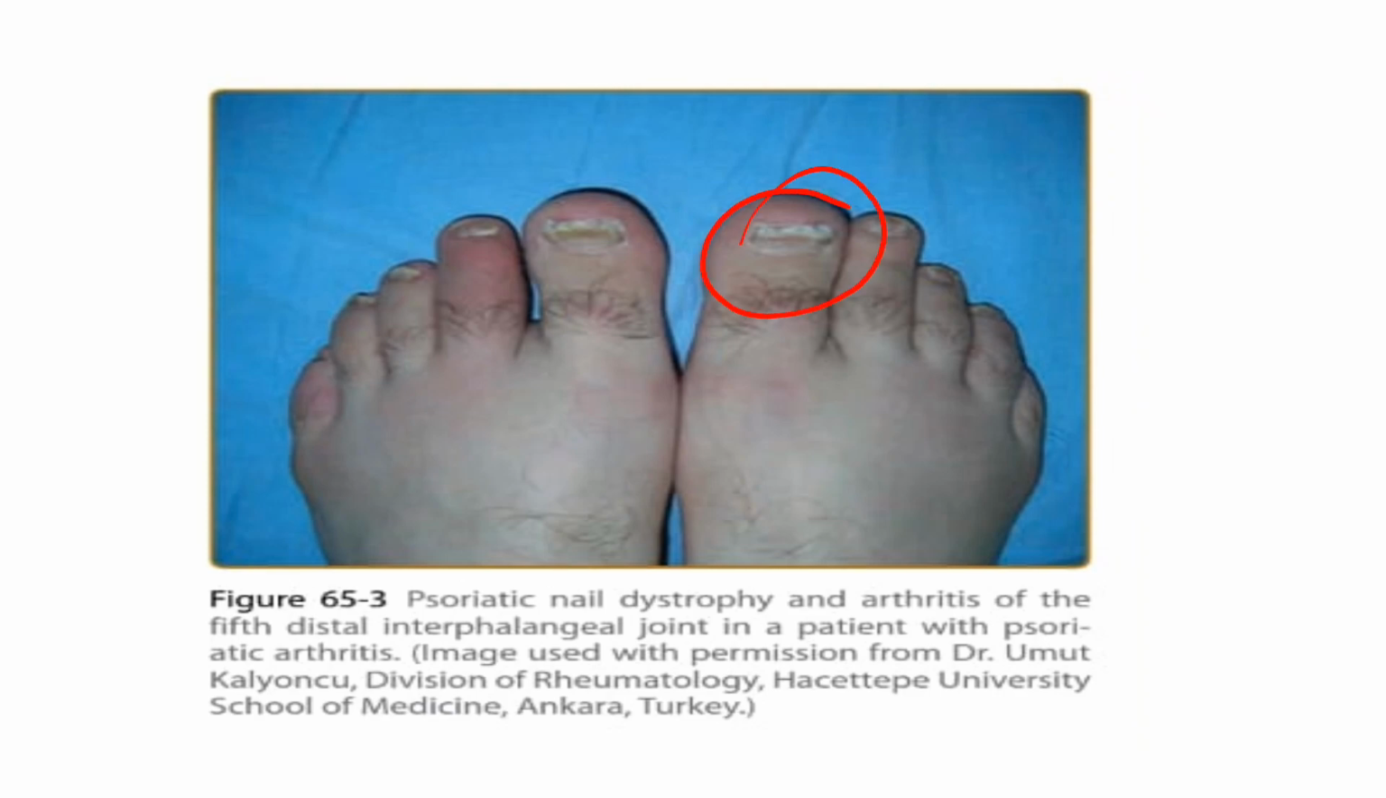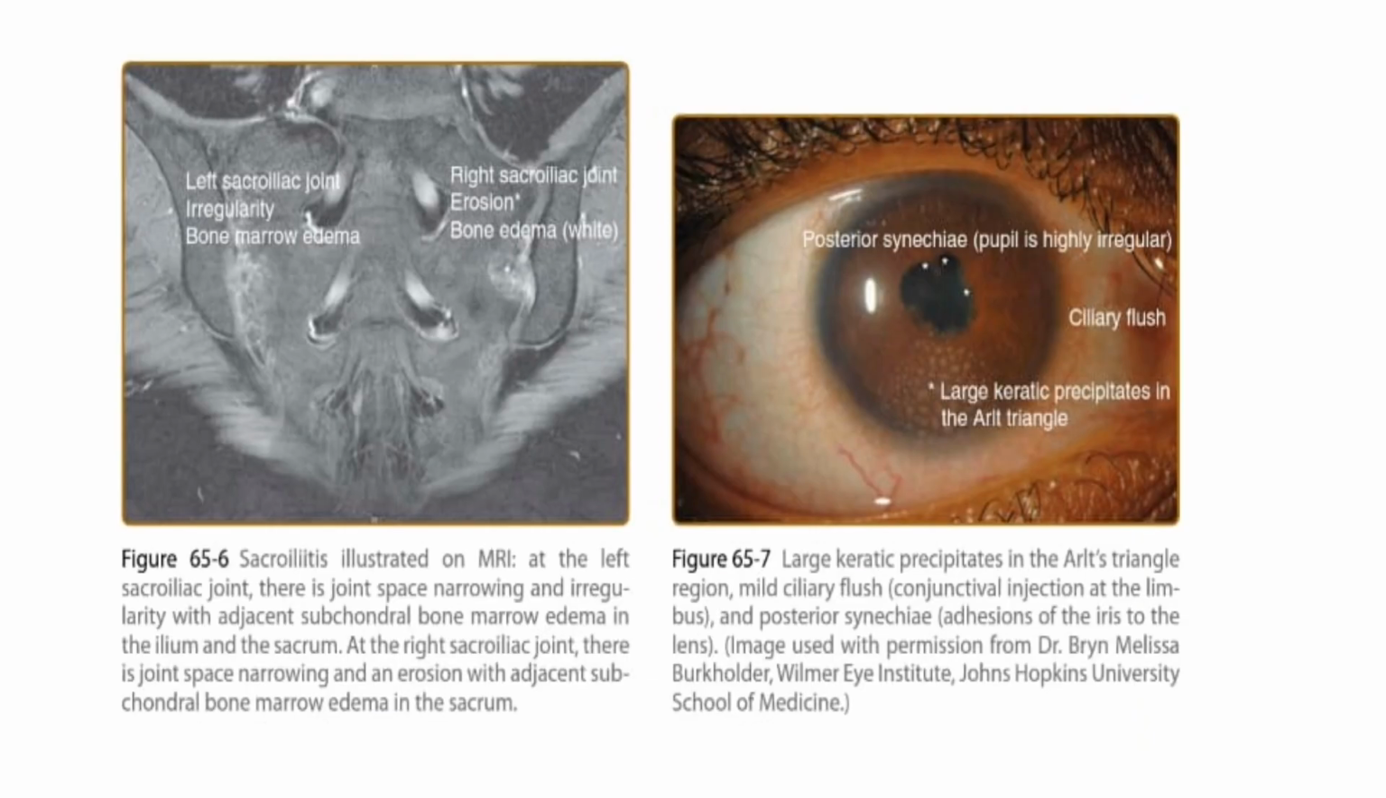Psoriatic arthritis, nail dystrophy, and arthritis. Sacroiliitis illustrated on MRI. Irregular and bone marrow edema.